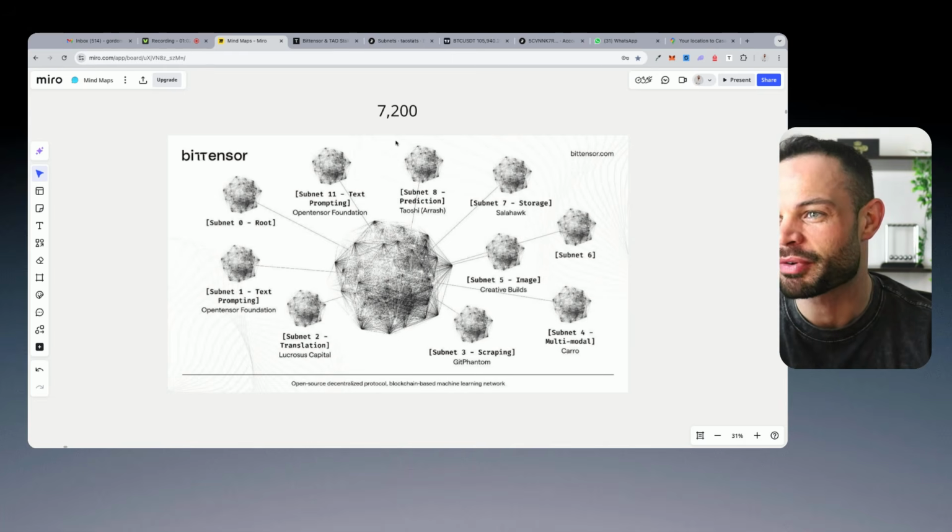Again, lots of different intricacies going on within each of the subnets. We're going to dive into that in a separate video. But essentially, the opportunity I wanted to present today is about staking Tau and how you generate yield from staking Tau within the BitTensor ecosystem.